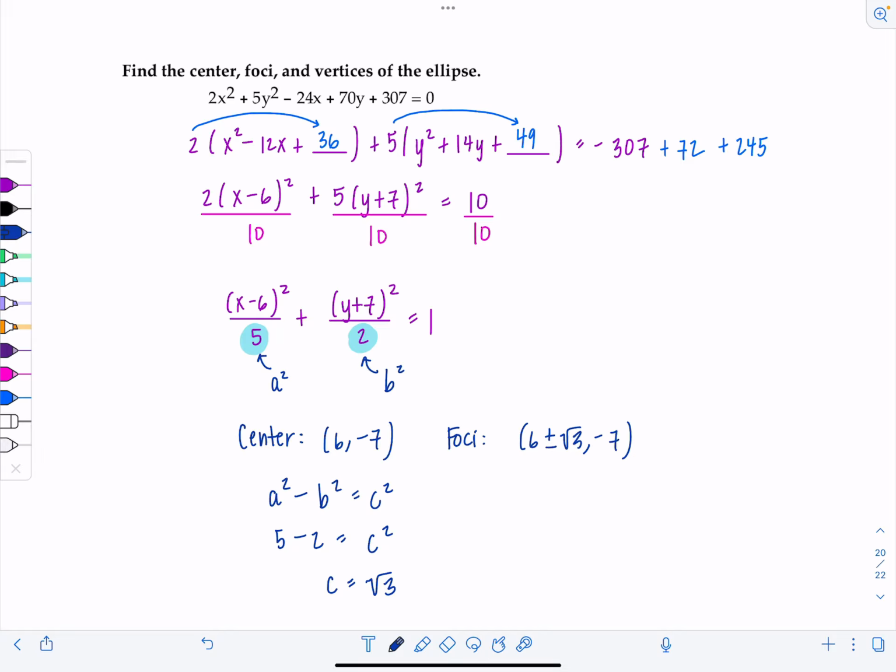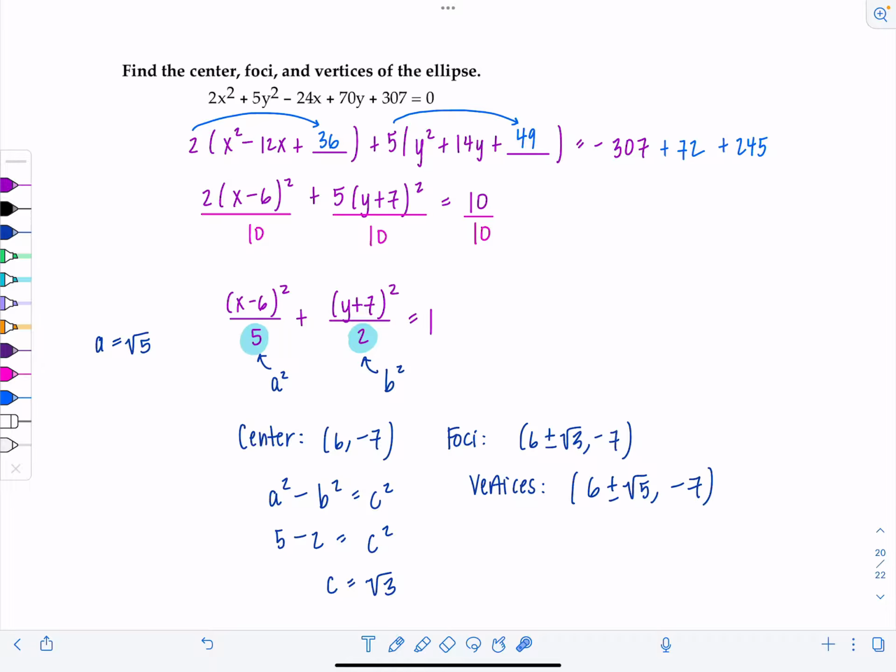And then the vertices, there's only 2. The vertices are going to be, again, added and subtracted from the x coordinate since a is under x. A is rad 5. So the vertices are at 6 plus or minus rad 5, -7. Okay? If the 2 was here and the 5 was here, then I would be doing everything to the y coordinate.